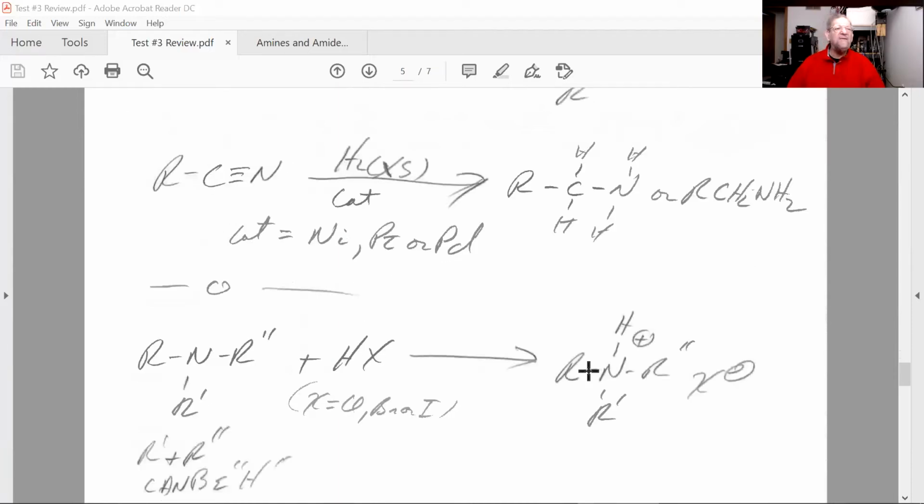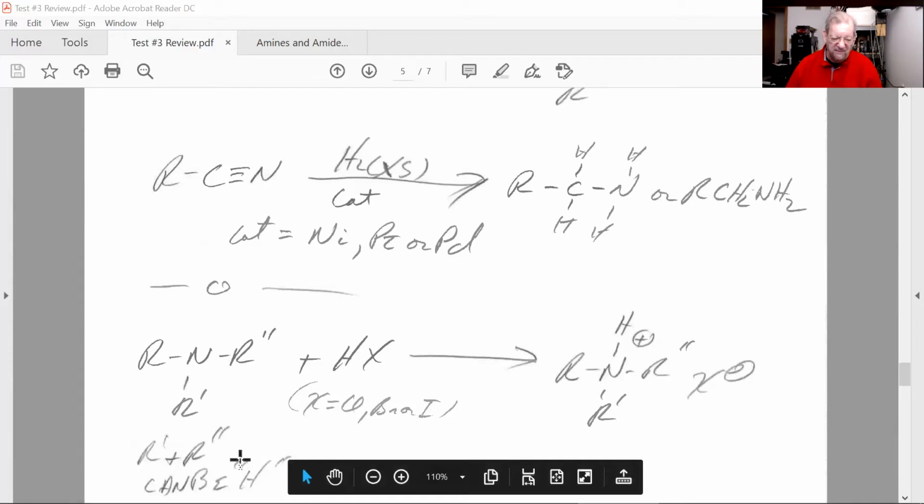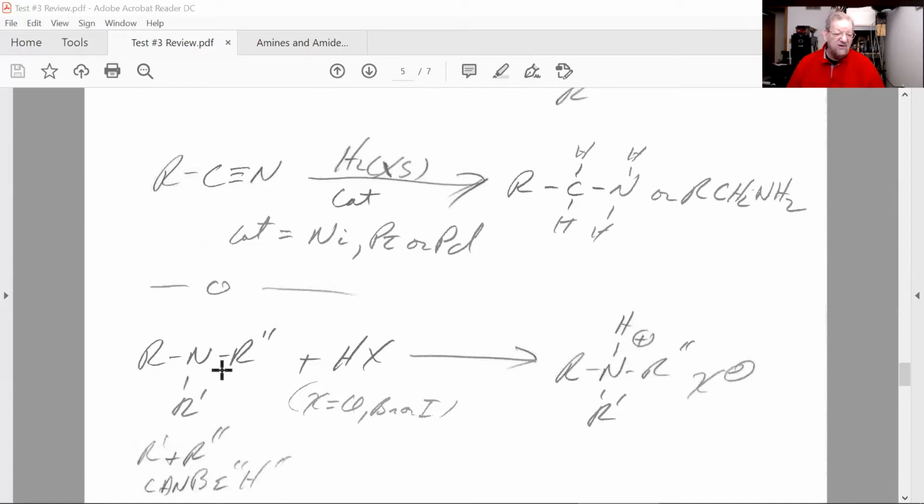Now, amines are bases. A base under Bronsted-Lowry is a proton acceptor. If I react it with an acid HX, you can do other things, but I'll stick to HX, where X can be chlorine, bromine, or iodine. You have a proton transfer, and you form an amine salt. Remember, R prime and R double prime can be hydrogen, so this works for a primary, secondary, or tertiary amine. A quaternary ammonium salt no longer has non-bonding electrons and is not a base.